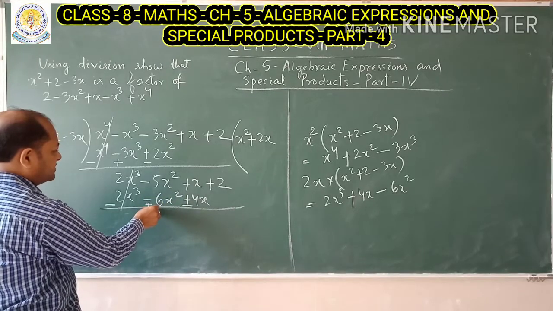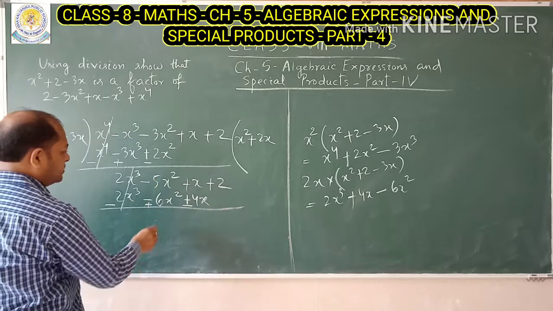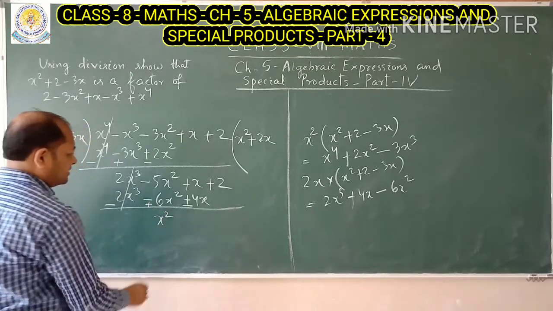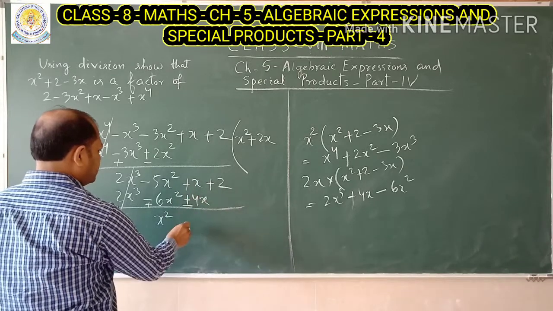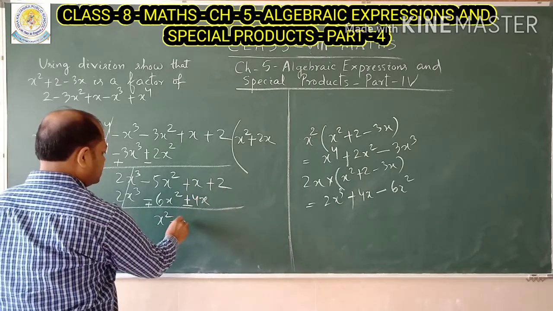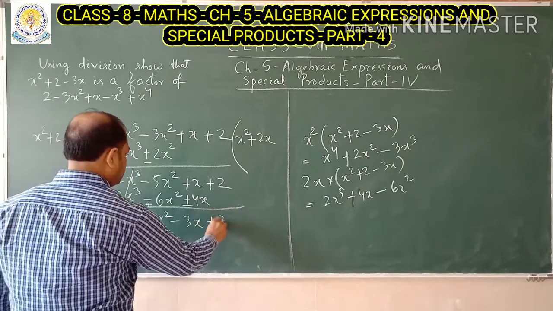Because here the sign is plus, the larger number is plus 6, so 6 minus 5 will be 1, so it will be x square. Then here minus, and it will be plus, 4 minus 1 will be 3, the larger number is 4, so it's in a negative sign, so it will be 3x, then plus 2.